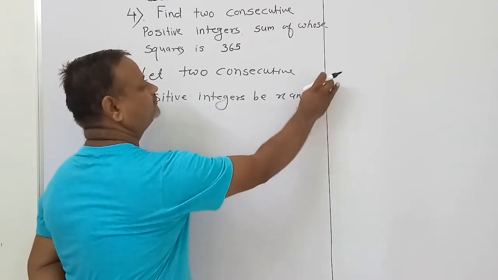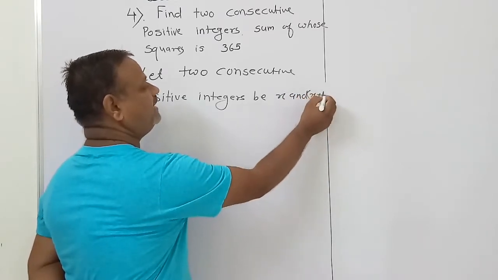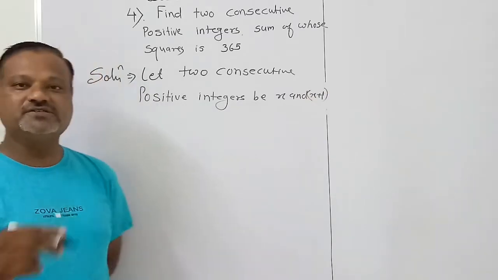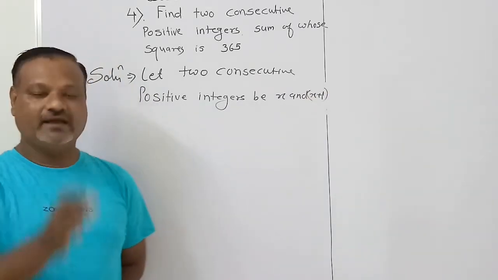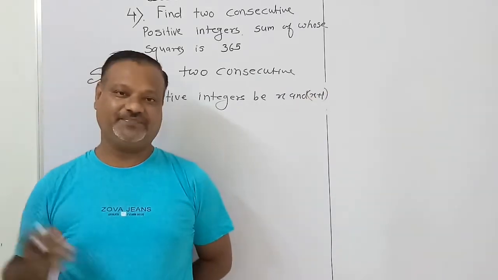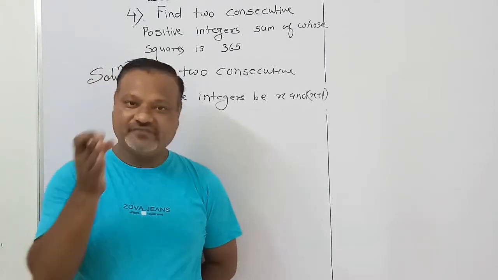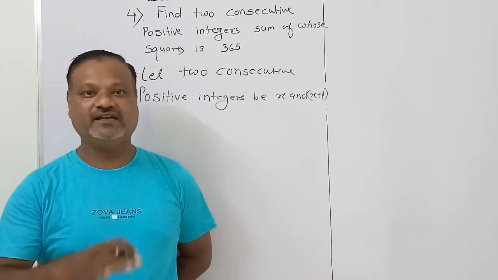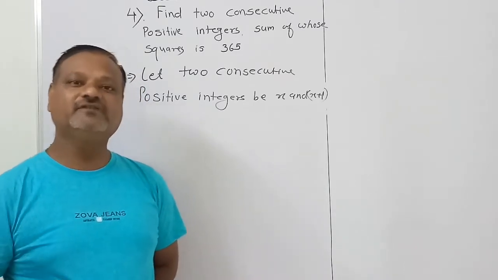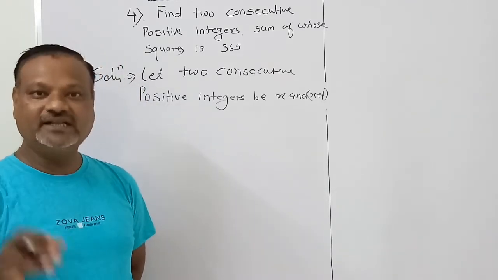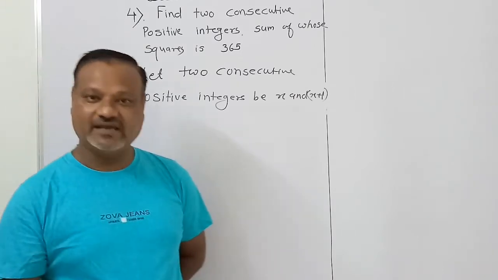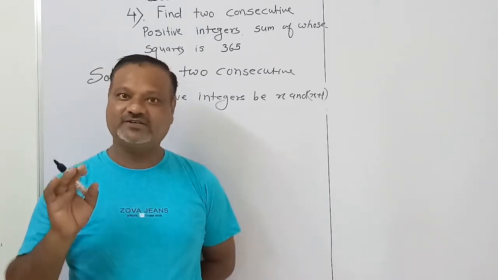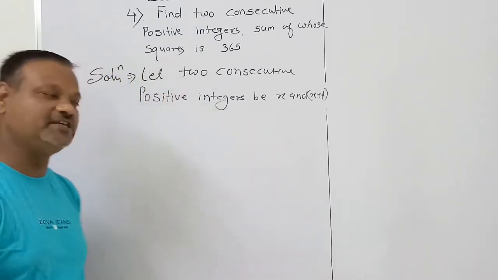We take x and x plus 1 because consecutive positive integers means one after another, then the next, in this way. So if the first is 2, then the second is 3. Say 2 3, 4 5, 7 8, 13 14, 16 17, like this. These are two consecutive positive integers.